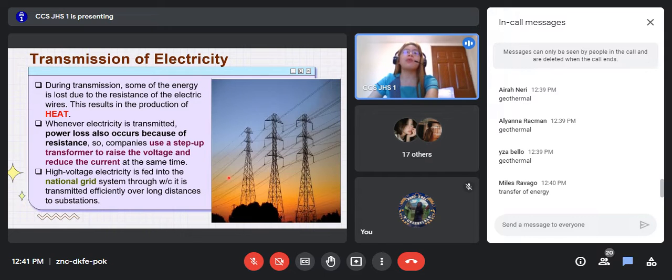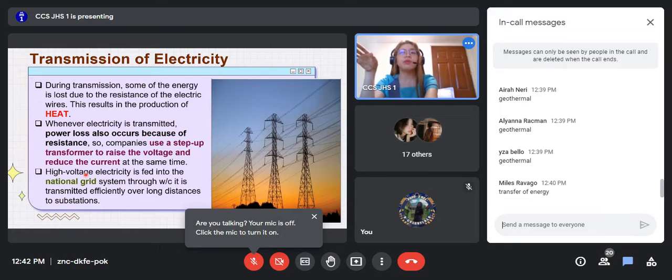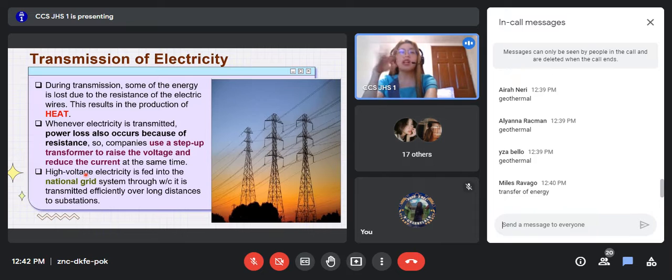So for electricity to travel a longer distance, it has to be increased in terms of its voltage. So they use the step up transformer. Okay? So that it can reach its destination. For example, if the power plant will produce 2,200 volts, the step up transformer can further increase the voltage up to 220,000. So imagine how big the raise is from 2,200 to 220,000 volts.